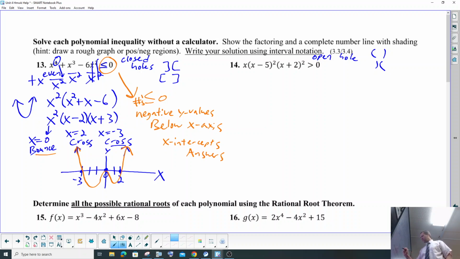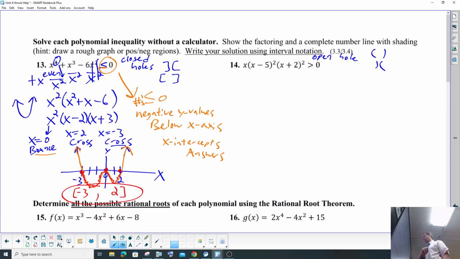Now the neat thing is that we include 0. So you could say this is below the x-axis, and this is below the x-axis. So you could say negative 3 to 0 and 0 to 2, but because we're doing equal to, we can actually include that as part of it. So we'll just say from negative 3 all the way to 2, including the negative 3 and 2 because they're closed holes. And that's our answer.